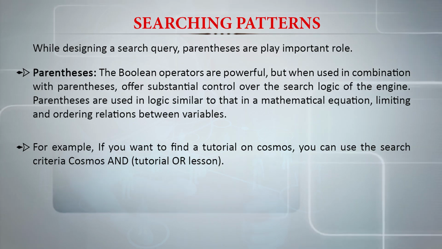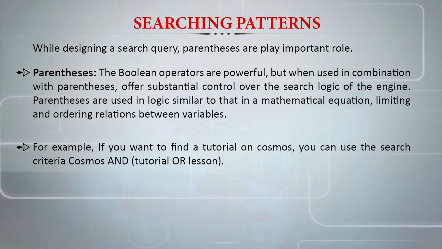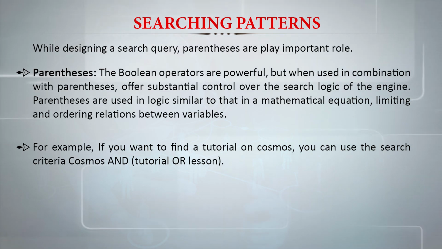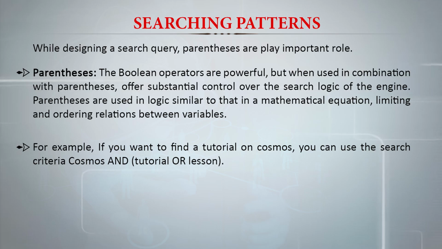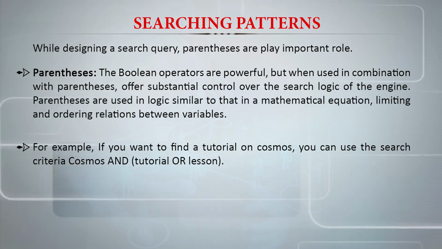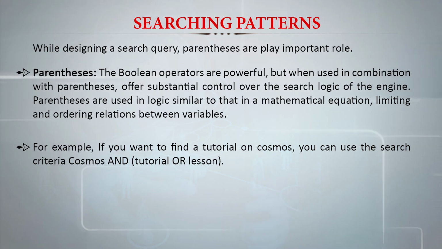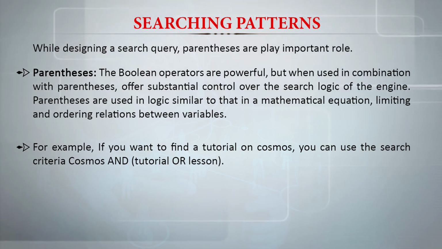The second thing is that we are saying Cosmos AND, and AND means whatever is to the left of the AND and to the right of the AND are mandatory. So whatever the search engine searches for, it has to search for Cosmos as well as a tutorial or a lesson. It can be Cosmos and tutorial, or Cosmos and lesson. It will run both queries, and whatever it finds, it will output in the search results. This has become possible because we are using parentheses and also the logical operators AND and OR. Such types of queries will give us better results.